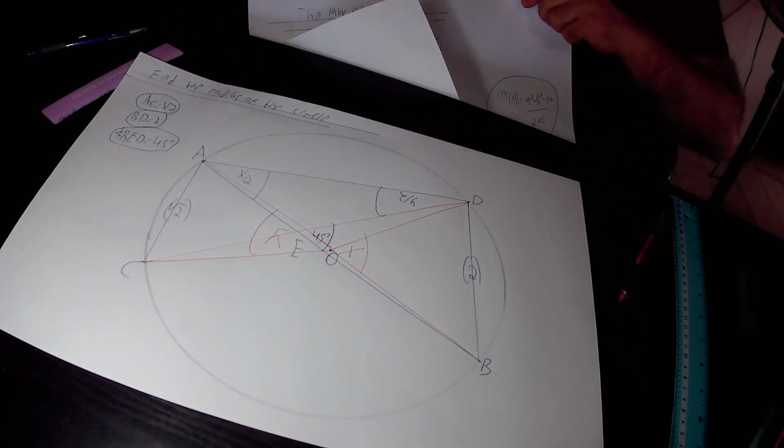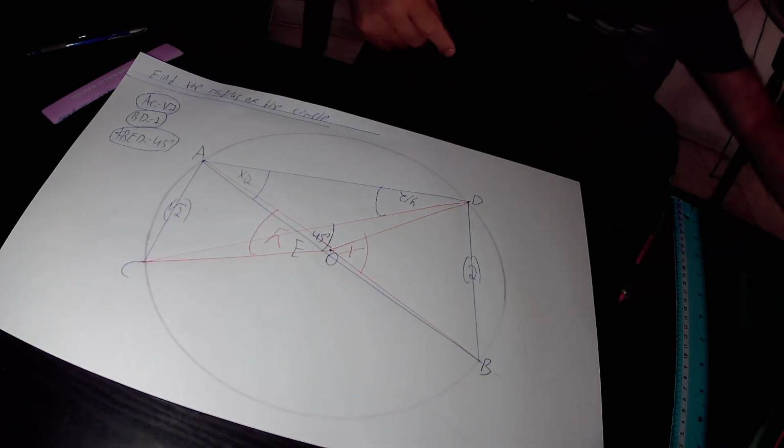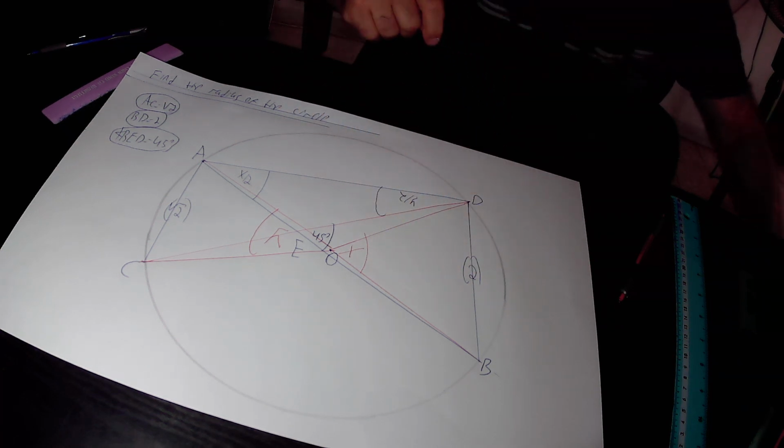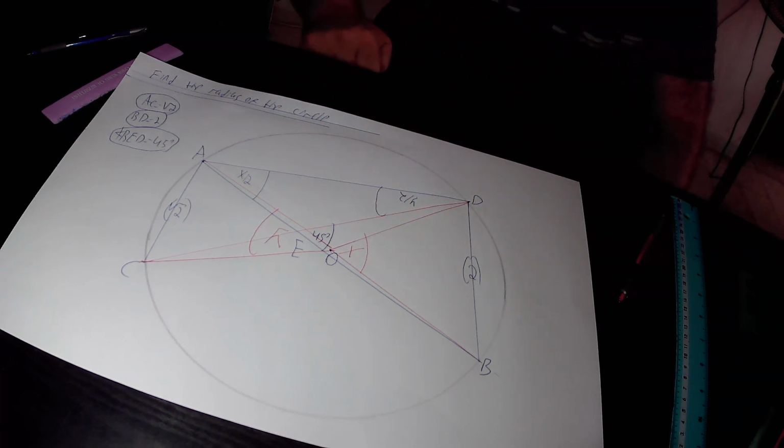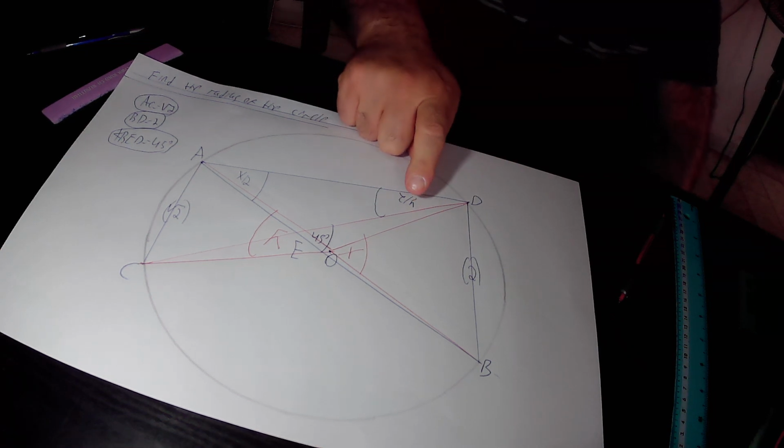So in the next step, we'll copy this triangle DOB in a new page, and we'll implement the law of cosines in this triangle DOB.